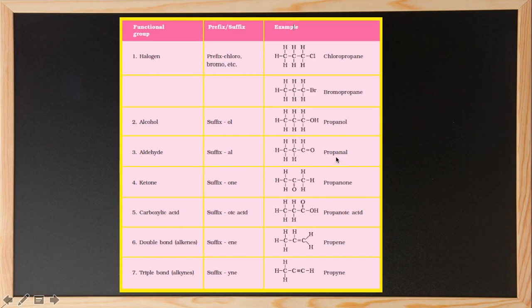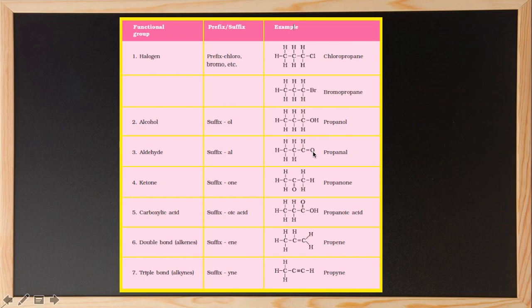So it's propanol, propanal. This is OL, this is AL. So it's propanal, and the functional group is CHO.